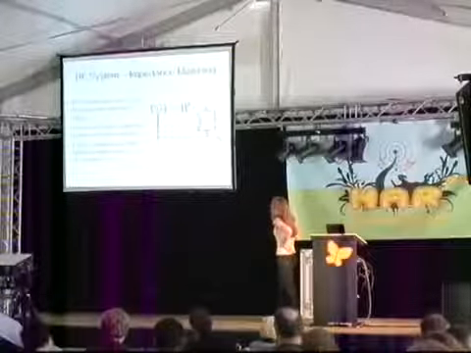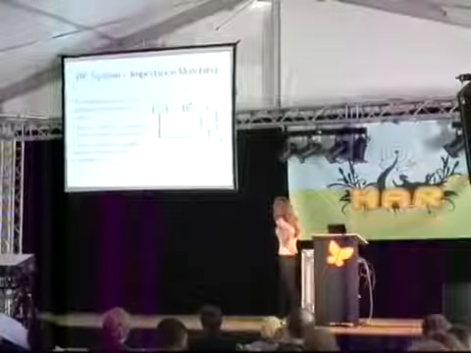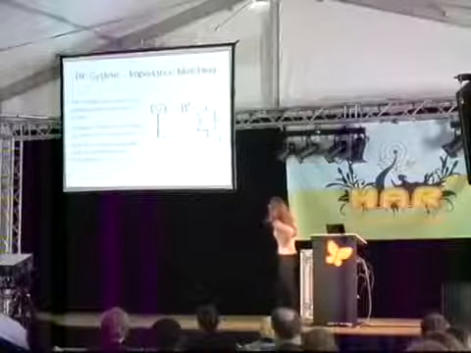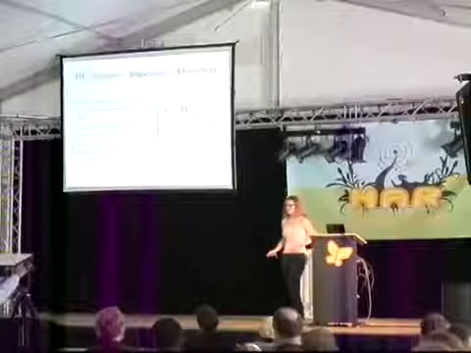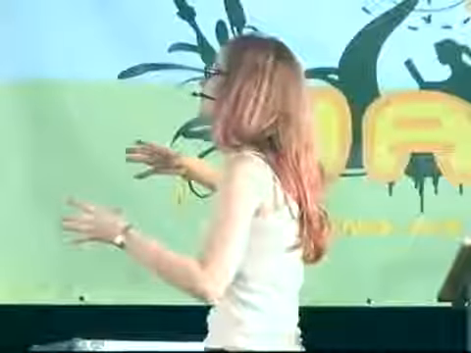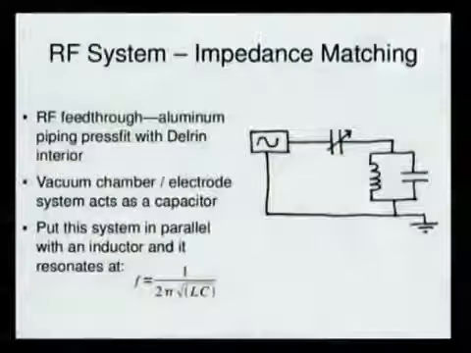Now, impedance matching is important. The vacuum chamber and electrode system acts as a capacitor, which makes sense. You have something at one voltage, and something a short distance away from it at another voltage. So it's a capacitor, albeit a big, funny-shaped, spread-out capacitor. You put the system in parallel with an inductor, and just from basic current analysis, it resonates at a particular frequency, which is given by 1 over 2 pi root LC, where L is your inductor and C is your capacitor.